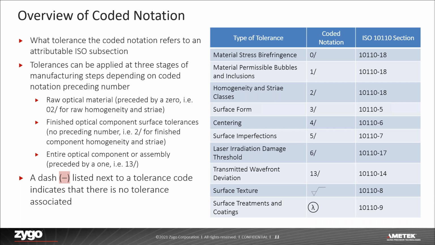The listing of 13/ is for a system level tolerance. In this case, the transmitted wavefront is considered a figure tolerance that is applied for the entire optical element or system. The surface texture for an optical component will be specified using the mechanical surface texture symbol. Coatings for an optical surface are described with a lambda symbol within a circle. If you are trying to ensure that there is no tolerance, a dash should be listed following the respective coded notation.